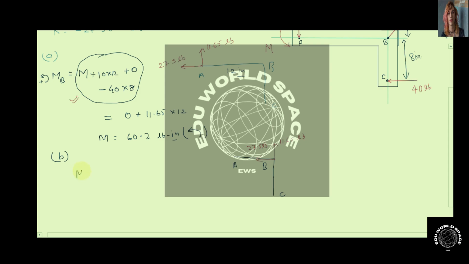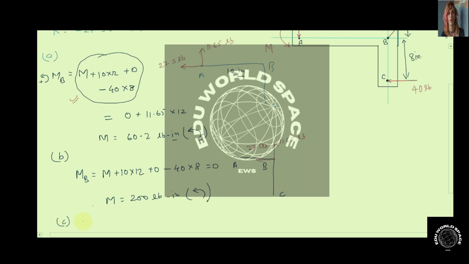So we can say that the moment about point B in the actual system was M plus 10 multiplied by 12 plus 0 minus 40 multiplied by 8, and this must be equal to 0. If we solve this, M comes out to be 200 pound-inch. Again, the value is positive. It means that the anti-clockwise direction that we had assumed here was true. This is the moment value in the second case.